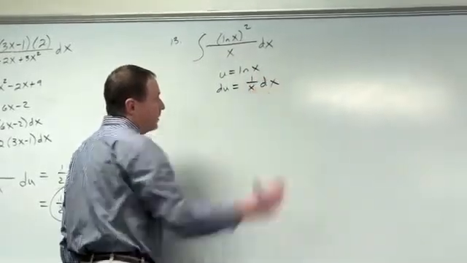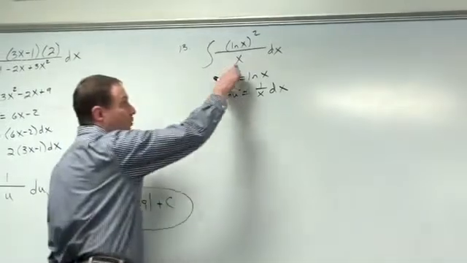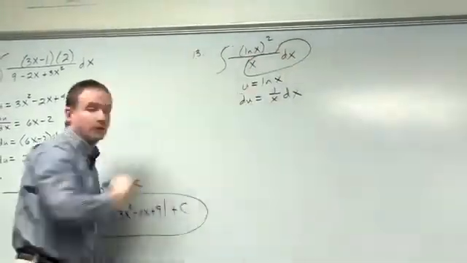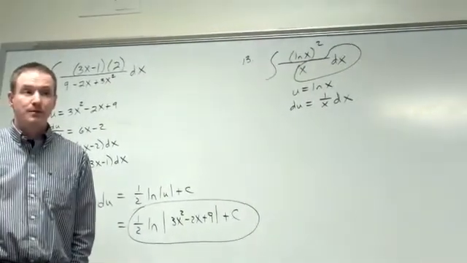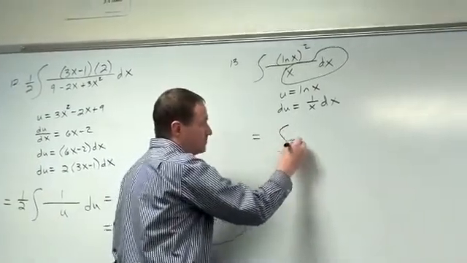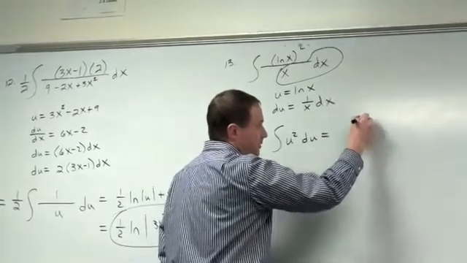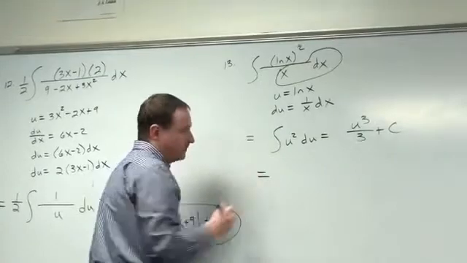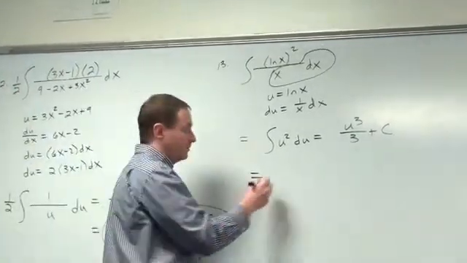I don't like this problem, because now we see we have a 1 over x dx in there. So all of that is going to become du. The natural log of x squared becomes u squared. So this becomes the integral of u squared du, which gives me u cubed over 3 plus c. Final answer to this problem, u cubed is going to be the natural log of x cubed.